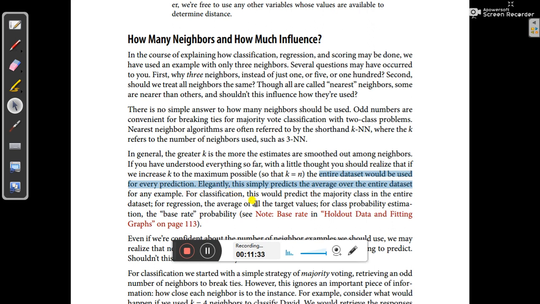Simply, this predicts the average over the entire dataset. For any example, for classification, this would predict the majority class in the entire dataset. For regression, the average of all the target values. For class probability estimation, the base probability.